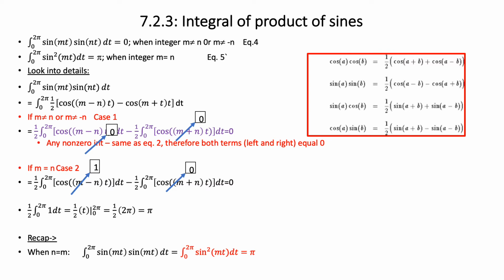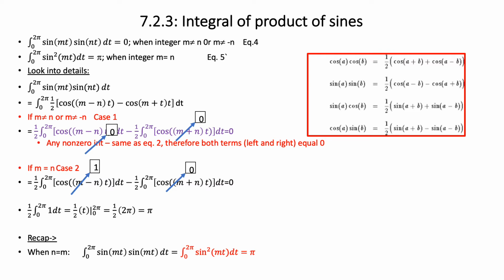We elaborate further for the integration above. So we have that for case 1, both terms, left and right, equal 0 since the integral of cos (m plus n)t dt is the same as equation 2, where the result is equal to 0.